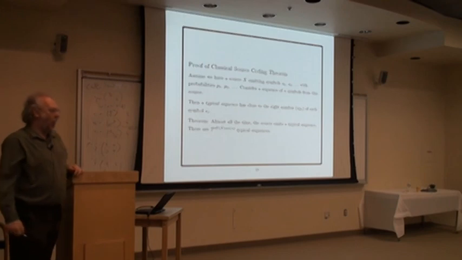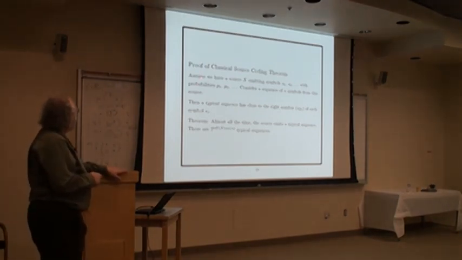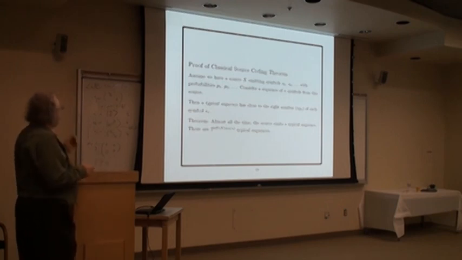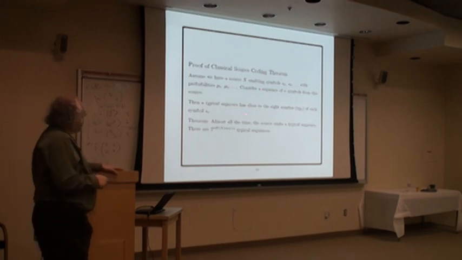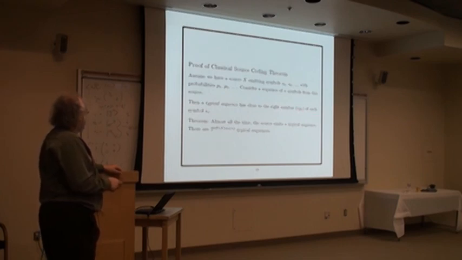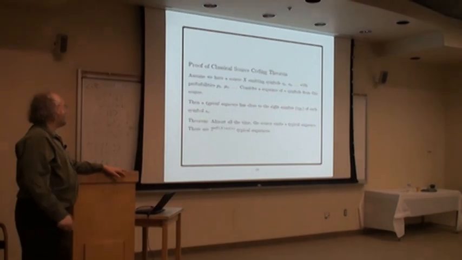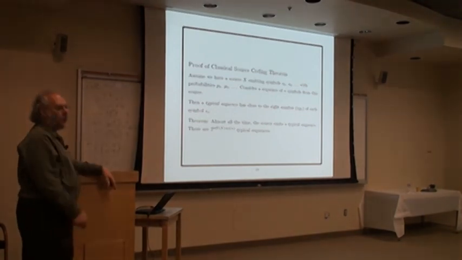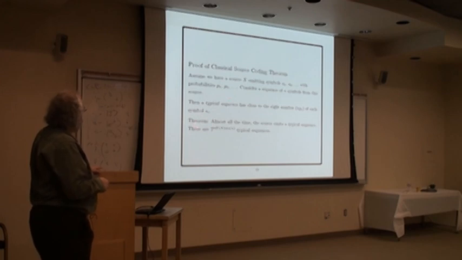So, how does the proof for the classical source go? Assume we have some source X that emits symbols s1, s2, etc. with probabilities p1, p2, etc. So consider a sequence of n symbols from this source. Then a typical sequence you can define as something that has close to the right number, that's n times p sub i, of each symbol s sub i. Or you can also define it in terms of probability. And the theorem is that almost all of the time the source emits a typical sequence. And there are 2 to the n times entropy of X typical sequences.